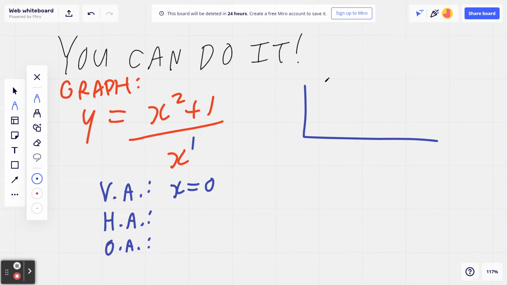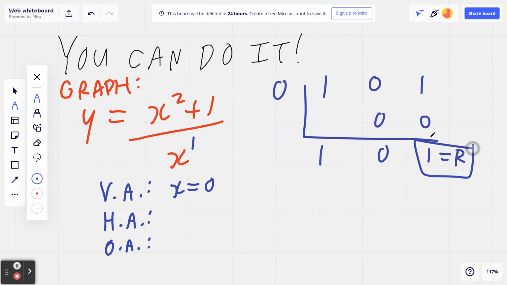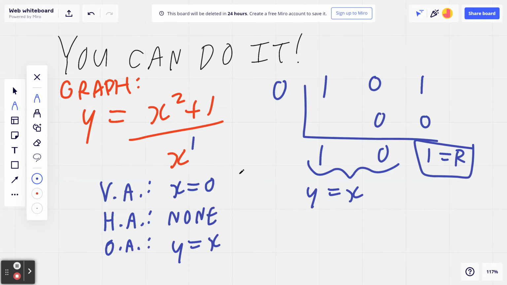So again, you can use the shortcut. Remember, x squared plus 1 is the same as x squared plus 0x plus 1, which is 1, 0, and 1. If you're dividing it by x, or x minus 0, you can put a 0 here. Again, you copy, you multiply, you add, you multiply, you add. That's going to be the remainder. And the quotient is going to be y equal to x. So this is how you know that the oblique asymptote is going to be y equal to x, which means there'll be no horizontal asymptote.